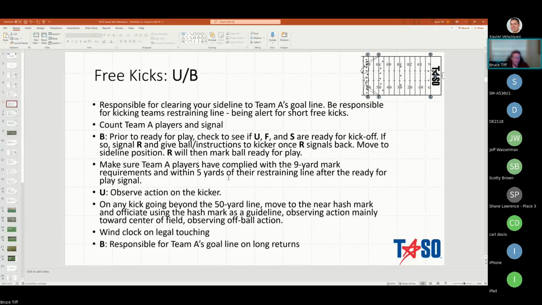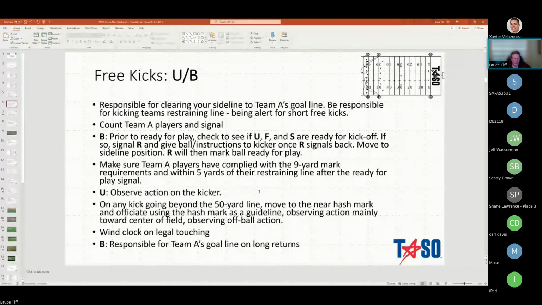The U, you're going to have the action on the kicker, so you want to keep an eye on the kicker until he's safely gone 5 yards downfield, so that no illegal action is performed on him. And on any kick that's going beyond the 50-yard line, as I mentioned earlier, and you can see in that little graphic up here in the top right, you're going to move to the near hash mark and officiate using the hash mark as a guideline. You're observing action that's mainly toward the center of the field, and observing some off-ball action. If you see legal touching, it's fine to go ahead and wind the clock.